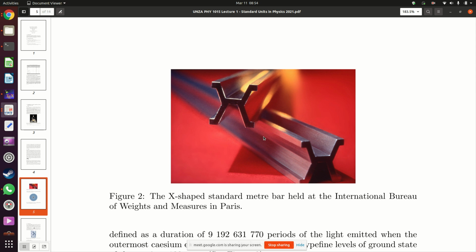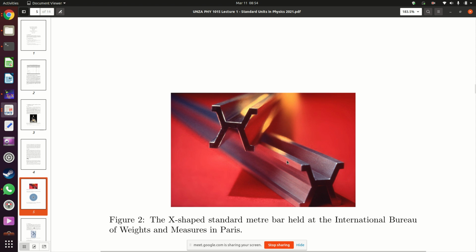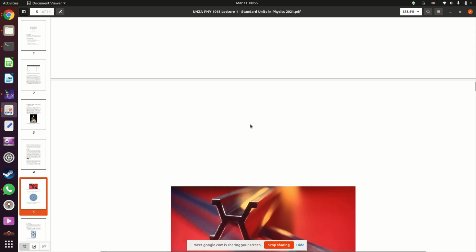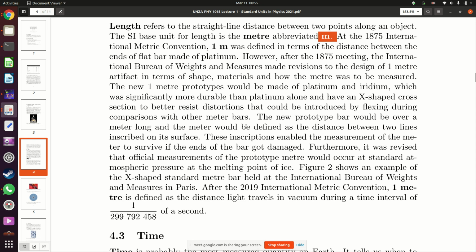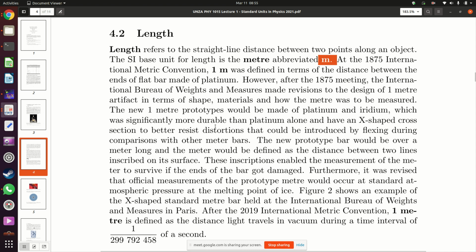So the meter used to be defined in terms of an object, the same way the kg used to be defined in terms of an object. This bar, like your meter ruler, was longer than the meter, so it had markings. Between this marking and this marking, that's what the meter is, so that if it got damaged in any way, you could still use it to define what the meter was. So again, the meter was defined in terms of that X-shaped bar. However, that is no longer the case.